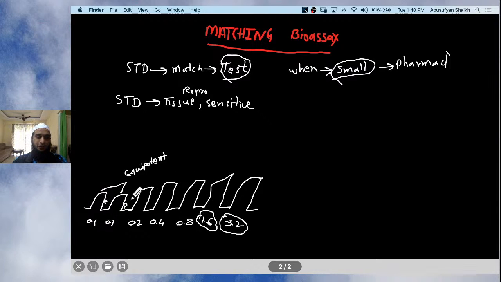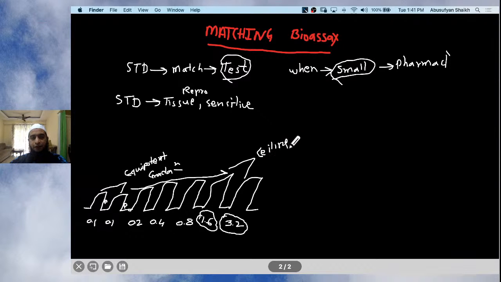Why has it happened? Because in the earlier case, from 0.1 to 1.6, as we increased the dose, we got an increase in the response. So we got a nice gradation. This type of bioassay is called a graded bioassay. But this is what is happening here at 3.2. Although you have increased the dose, that is double of 1.6, the response has not increased. So this point indicates that the ceiling effect has been reached. Okay, so it is called the ceiling effect.